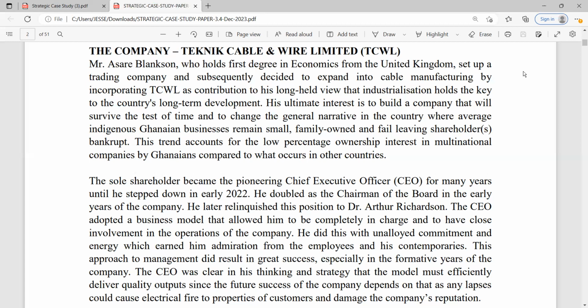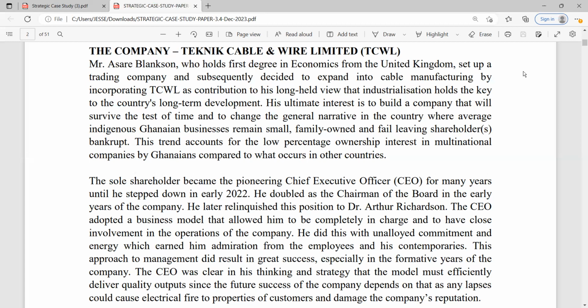A sole shareholder, Mr. Asari Blankson, will be funding everything on his own, or using loans to fund it. So companies that really want to grow would usually go public and sell their shares in order to raise capital. So the sole shareholder became the CEO for many years until he stepped down. So we want to know, why did he step down? We also see here that he also doubled as the chairman of the board. That's interesting. So the CEO is also the chairman of the board.